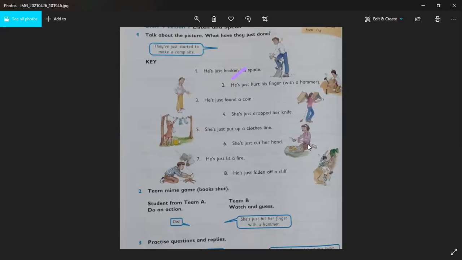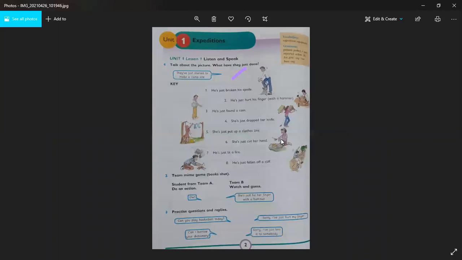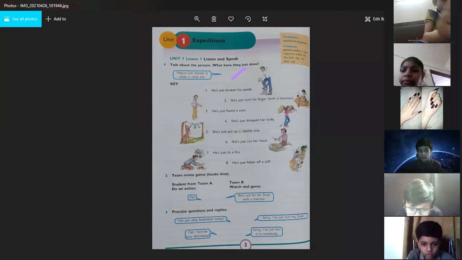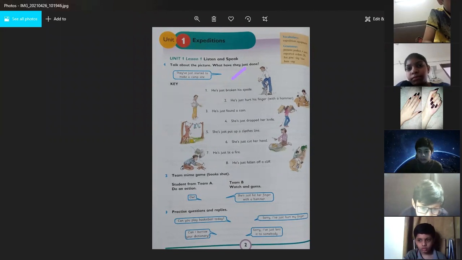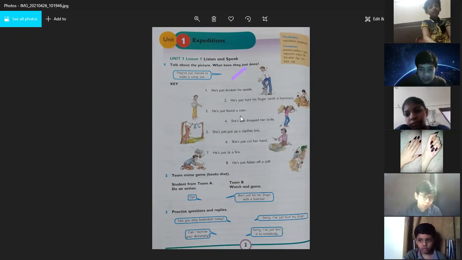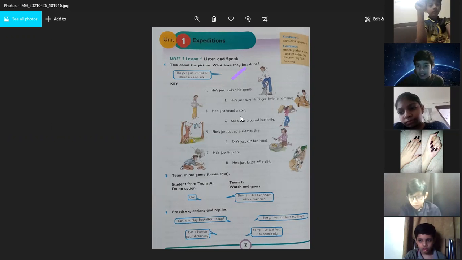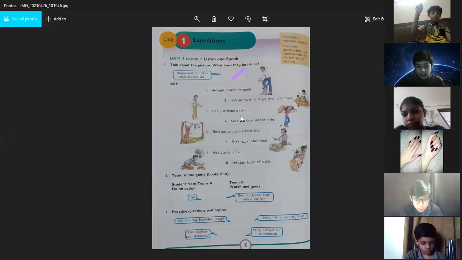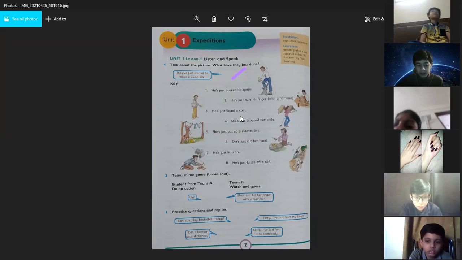And picture number seven, he has just lit a fire. What does lit mean? Can anyone tell me? Lighting a fire, what does it mean? Yes, Rayan. To put a fire, to light a fire. Yes, Usman?